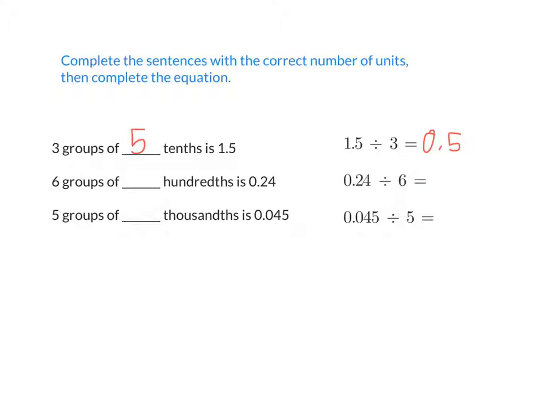Do you guys see that? If I divide 1.5 or 15 tenths into 3 groups, each group would have 5 tenths. So another way to say that is 3 groups of 5 tenths is 1.5. Go ahead and write that down. And then next to it, write this equation to show that the words are saying that equation.